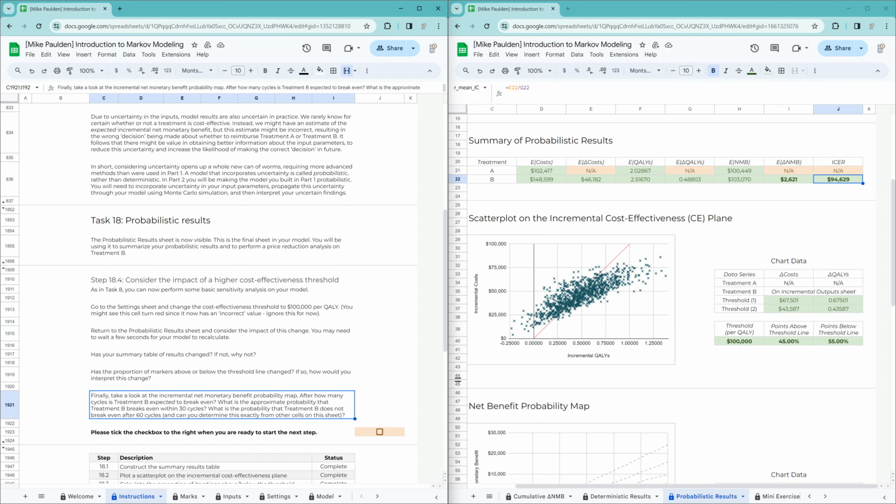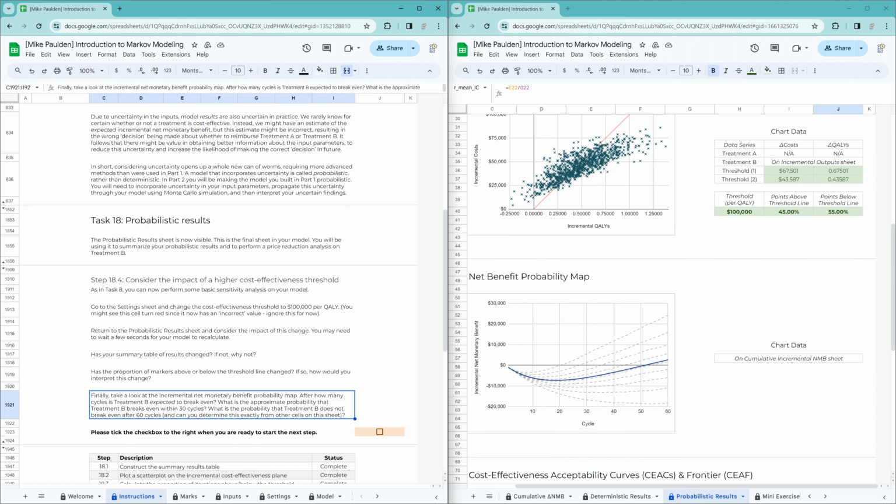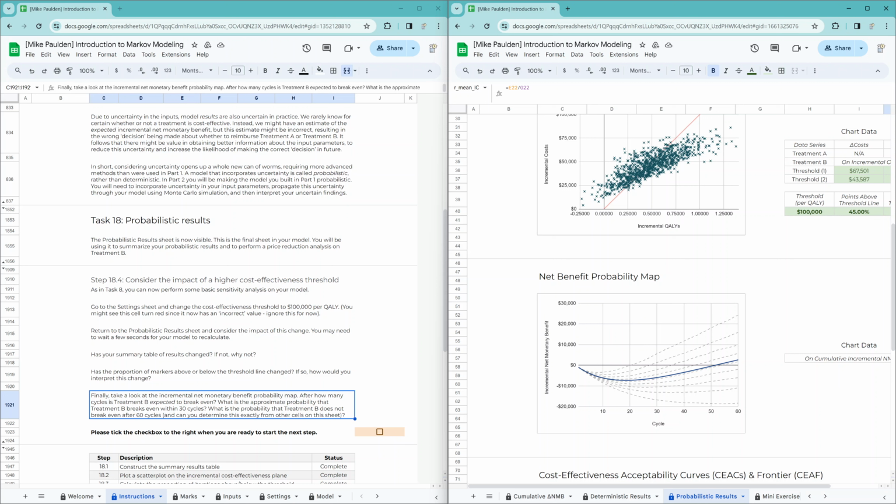And then take a look at the incremental net monetary benefit probability map. So this shows the cumulative, I'm just going to move back over here. This is the cumulative incremental net monetary benefit.